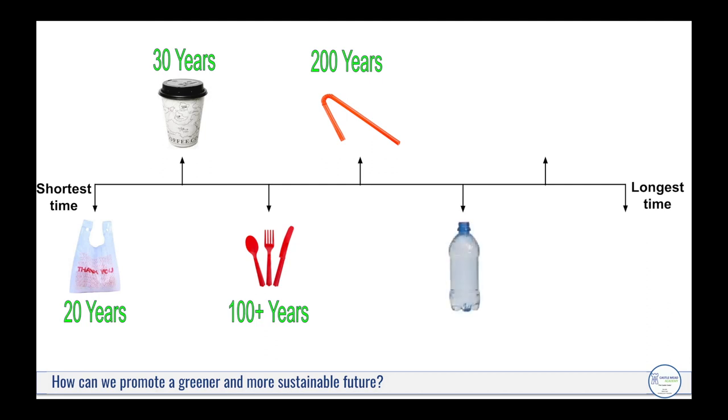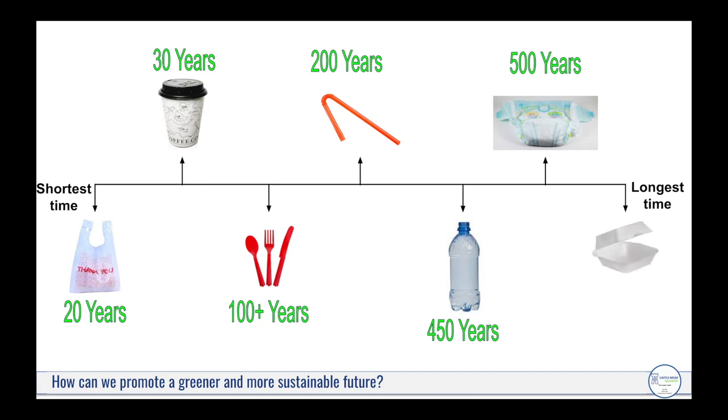Following that we have the plastic bottle, a common sight in every classroom. This takes approximately 450 years to degrade. Next we have the single-use nappy. This takes around about 500 years to degrade. And finally we have the polystyrene food tray, which shockingly never ever degrades.